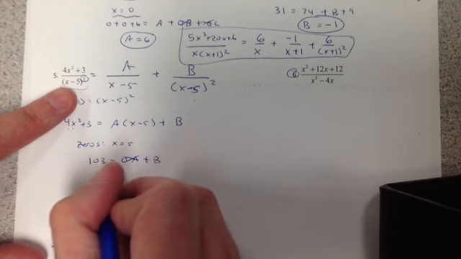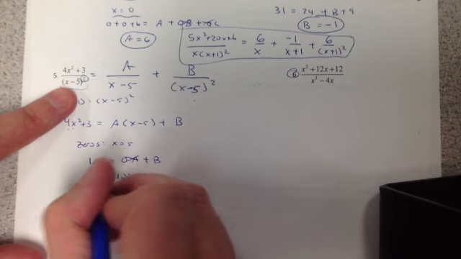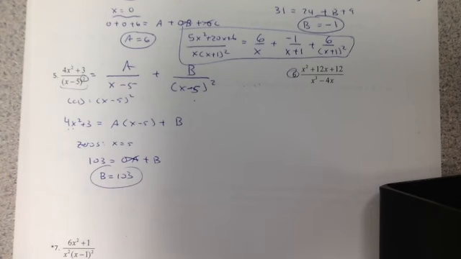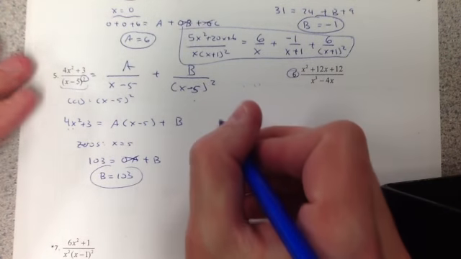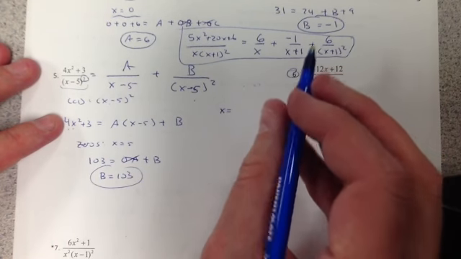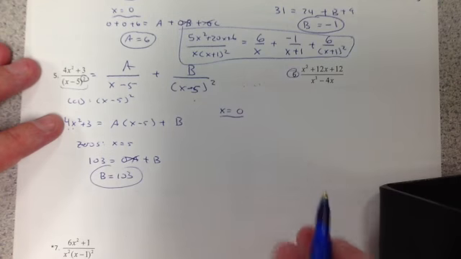If I plug it in, 25 times 4 is 100, so we get 103 equals 0a plus b. b equals 103. We have b. How do we find a? Well, once again, just like before, I'm going to pick something convenient. So I pick a number. What would be another number to use? 0 is a perfectly good number to use.